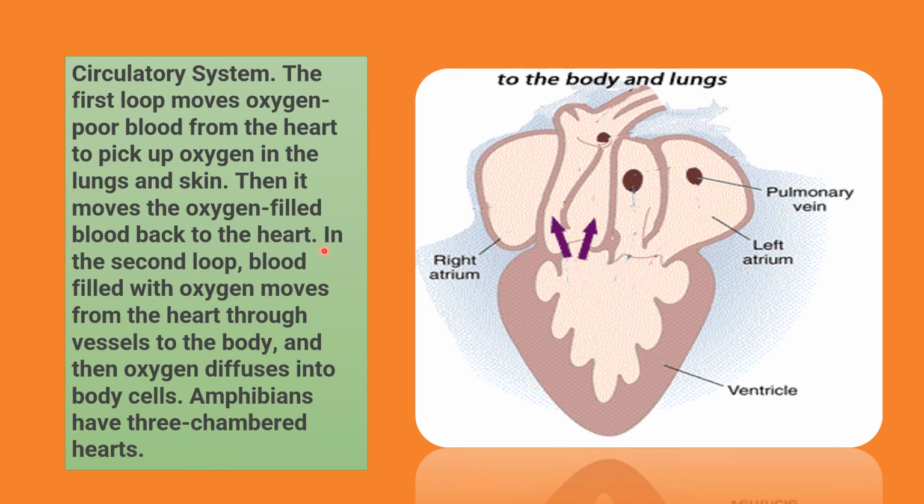to the heart. And in the second loop, blood filled with oxygen moves from the heart through vessels to the body, and then oxygen diffuses into body cells. Amphibians have three-chambered hearts. Okay, hope you have understood. Now see this diagram. Three chambers, already I have told you, this is the right atrium, this is the left atrium, and this is only one ventricle in a toad's heart.